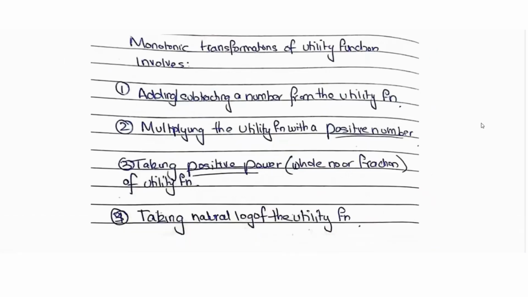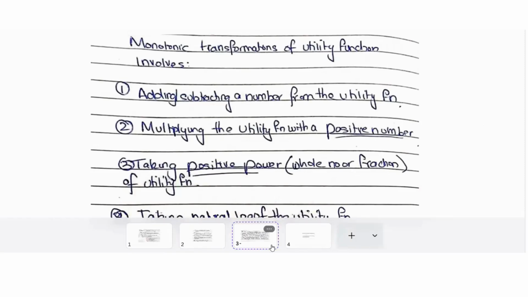Now, monotonic transformation of utility function involves adding or subtracting a number from the utility function. So if you have a utility function u(x1, x2), it could be u(x1, x2) plus or minus 2 or some number. Multiplying the utility function with a positive number. So we could have u(x1, x2) and multiply it with say 2. Taking the positive power, that positive power could be a whole number or fraction, of the utility function, and taking the natural log of the utility function. So if I have a utility function u(x1, x2), if I apply any of these monotonic transformations to it, that resulting utility function will still represent the same preferences.